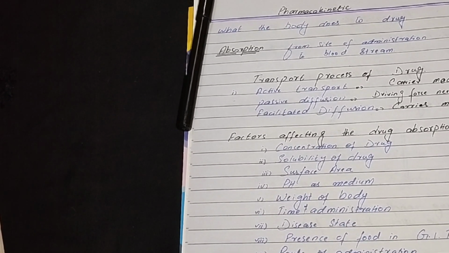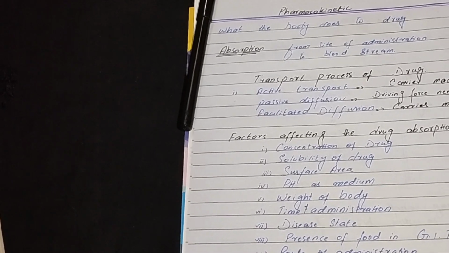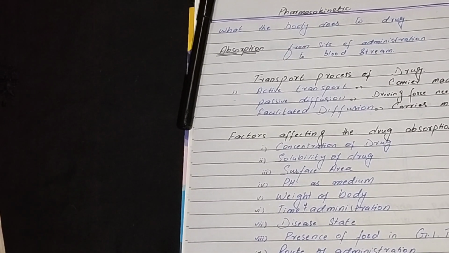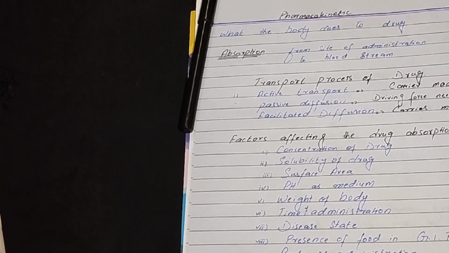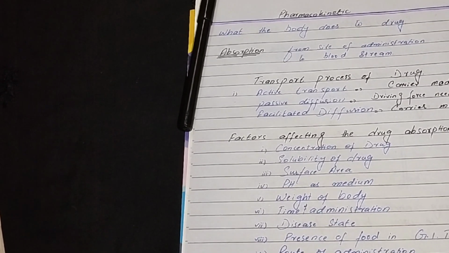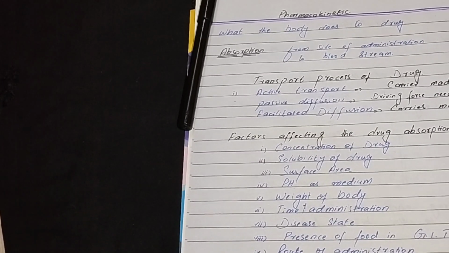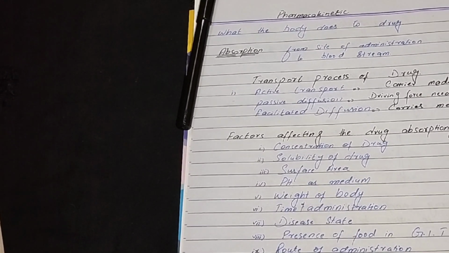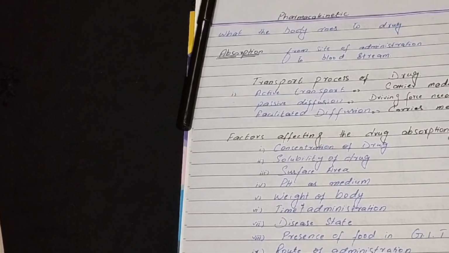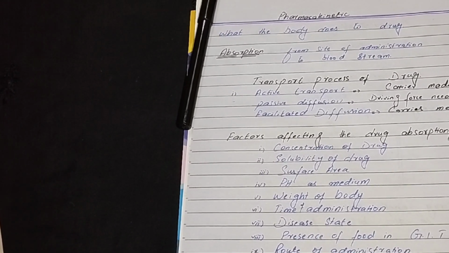And next we have the presence of food in the GIT. As we know, the presence of food in the GIT slows down the absorption of the drug. That is why, for most drugs, the presence of food in the stomach matters for absorption. If we take vitamins after fatty meals, it shows good absorption.